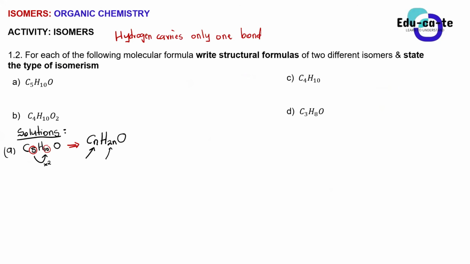You are given C5H10O. So here, the number of hydrogen atoms is obtained by multiplying the number of carbon atoms by 2. You have 5 carbons, you've got 10 hydrogens, and you've got an oxygen. This tells you that you multiply the number of carbon atoms by 2 to get the number of hydrogen atoms. So generally, this is the formula, and this can either be an aldehyde or a ketone, as we have already done.